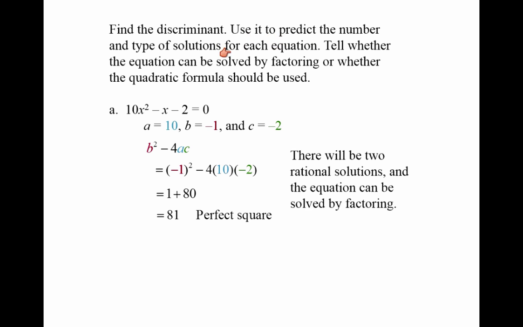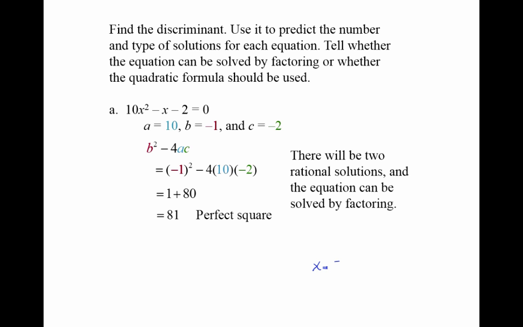Find the discriminant, and use it to predict the number and type of solution for each equation. Tell whether the equation can be solved by factoring or whether the quadratic formula should be used. Well, here is an example: 10x squared minus x minus 2. We have to figure out what b squared minus 4ac is. That's the discriminant, what we have under the radical in our quadratic formula.